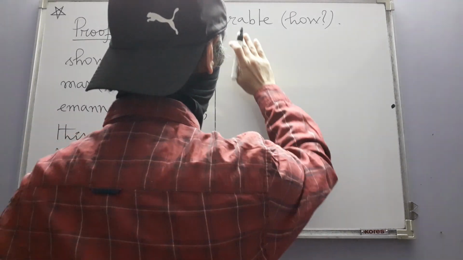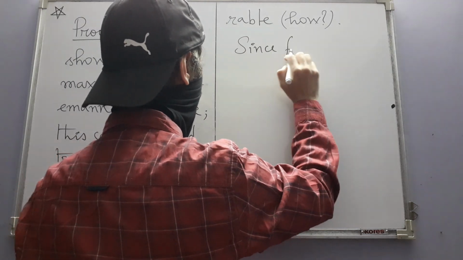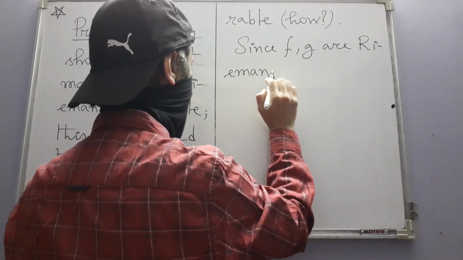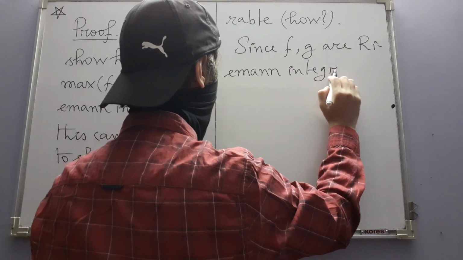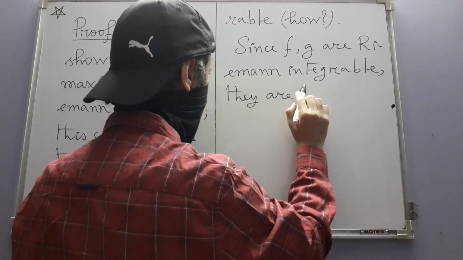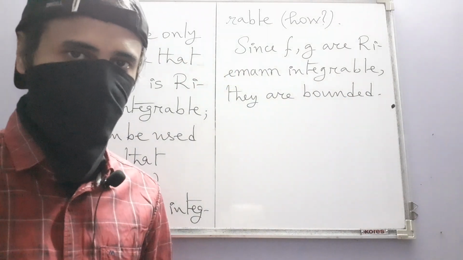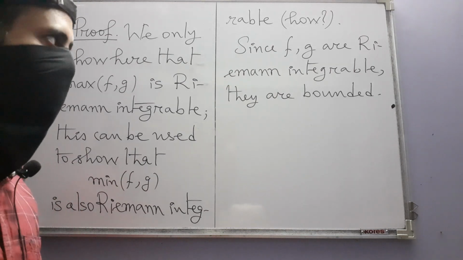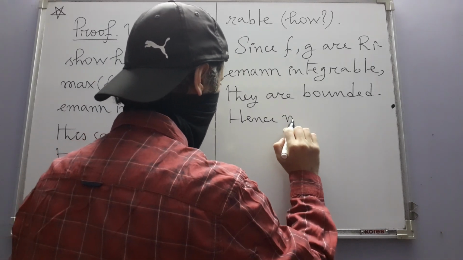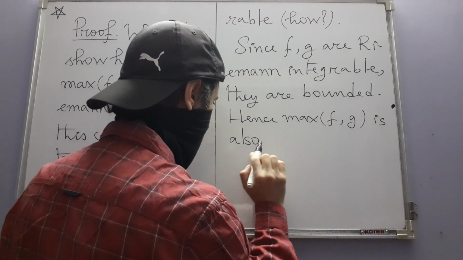Alright, so let's now show the maximum case. This is how we start. Since f and g are Riemann integrable, so obviously they are bounded, because the notion of integrability is only for bounded functions. That's what we have learned from the theory of Riemann integrals. Hence, the maximum function is also bounded.